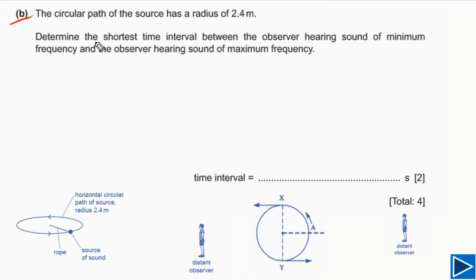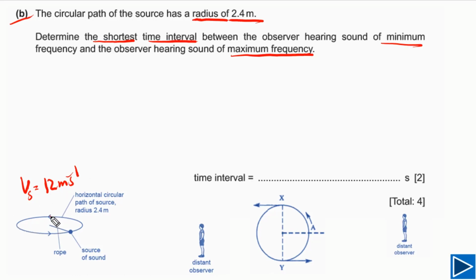For part B, question is asking us to calculate the shortest time interval between minimum and maximum frequency observed by listener. For this question, it is given to us that the source is moving in a circle and radius of circle is 2.4 meters, and the speed of source is also given, that was given in part A, and the speed of source is 12 meters per second, and the source is moving at a constant speed.